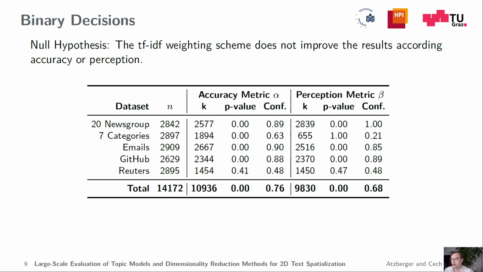In our paper, we analyze 4 research questions. The first question is centered around the null hypothesis, which claims that the TF-IDF does not improve the layout with respect to alpha and beta. However, a simple binary test on the results reveals that the TF-IDF scheme significantly improves the overall accuracy and perception. Analogously, we show that better layouts can be achieved by first applying the dimensionality reduction on the topics.